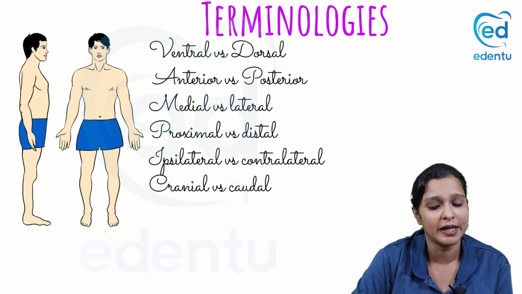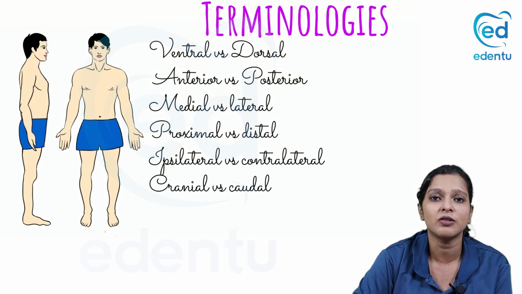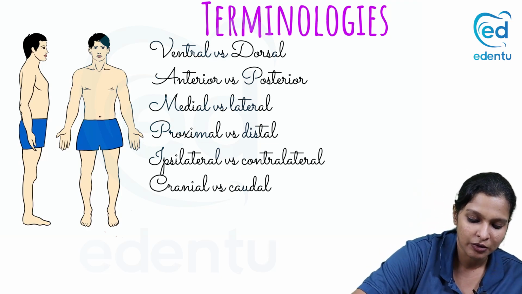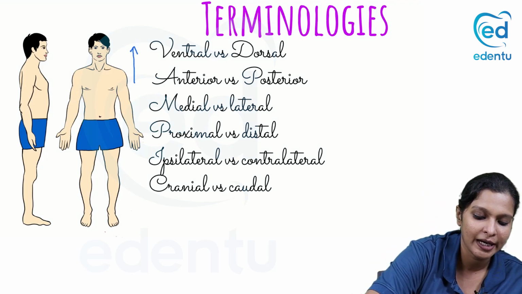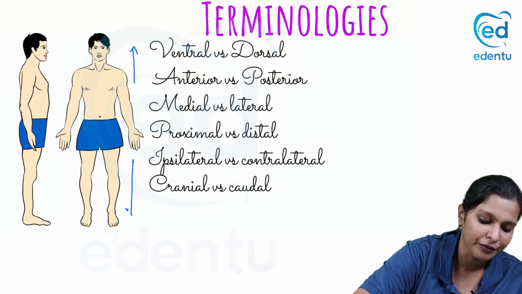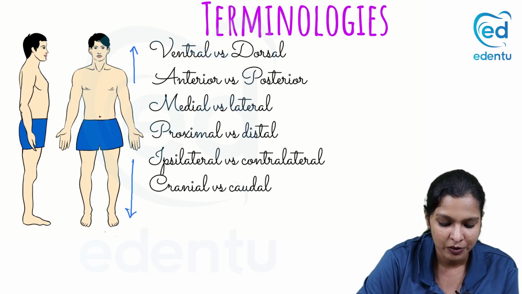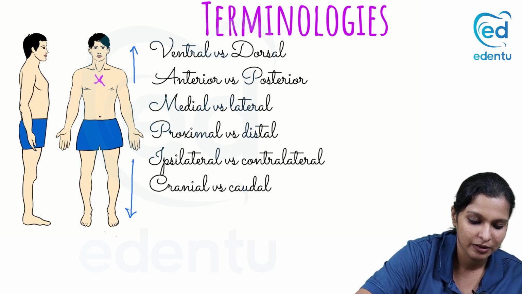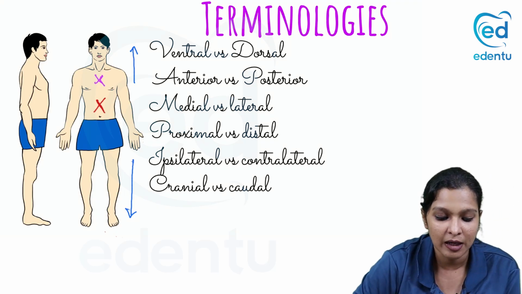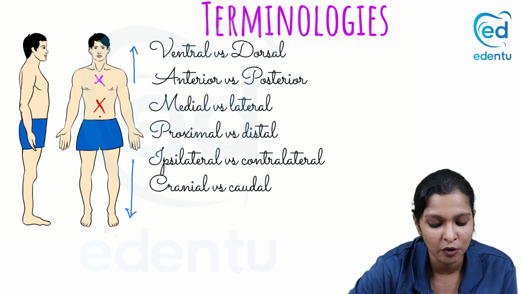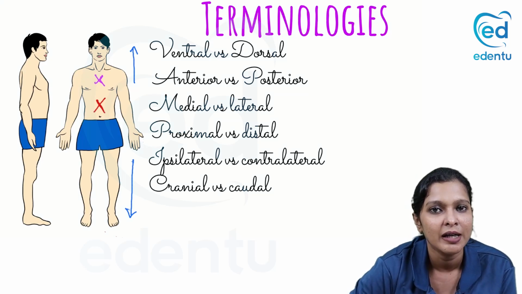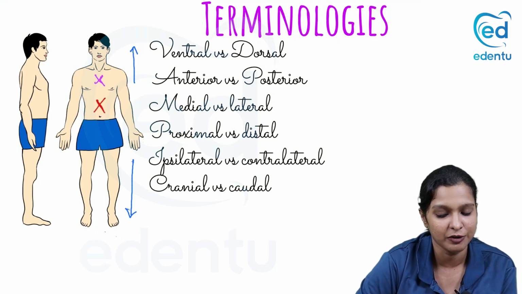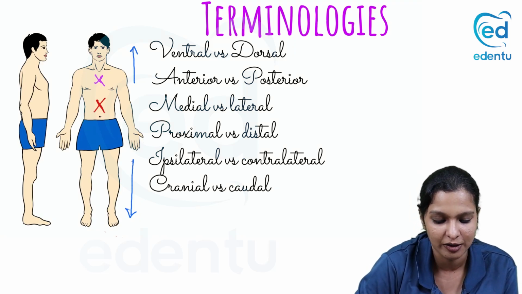The next two are cranial and caudal. Cranium is another word for the bones in the head region. So cranial is anything close to the head. Anything away from the head is called caudal. So if this person has a tattoo, one here and another red tattoo here, the purple tattoo above is more cranial when compared to the red one that is in a caudal aspect. So this is about the next pair of terminologies, cranial versus caudal.